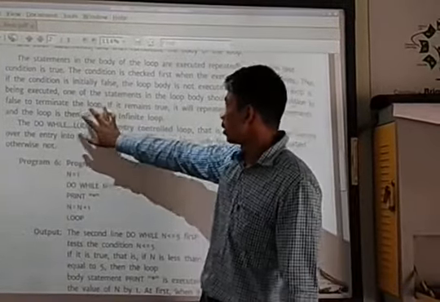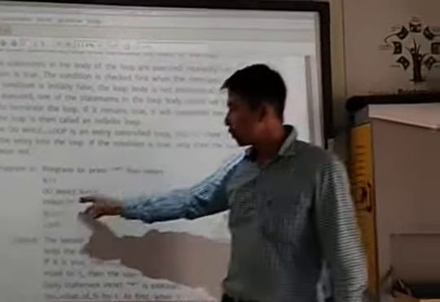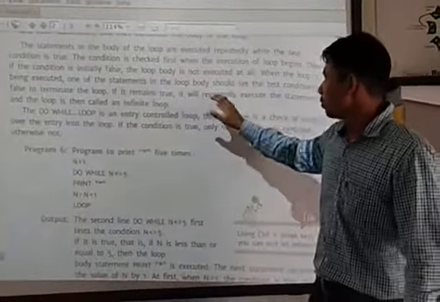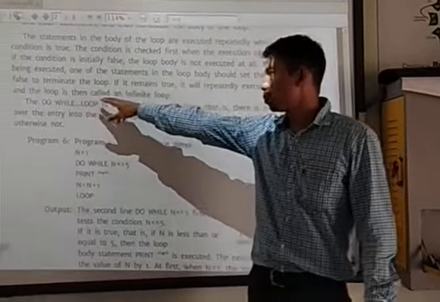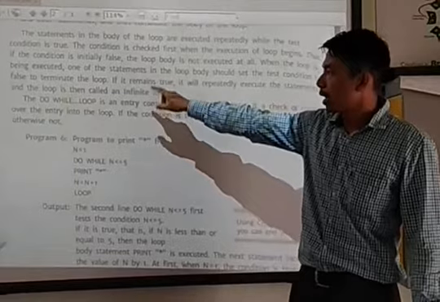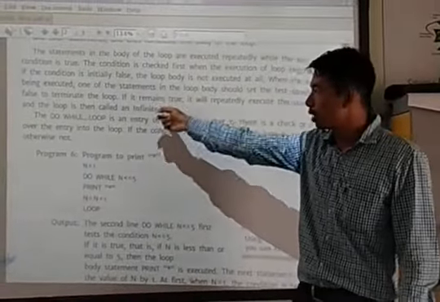Here it is written that if this condition remains true even after the running of these statements, the statements will be repeatedly executed, and the loop is then called an infinite loop, meaning the loop will run again and again.